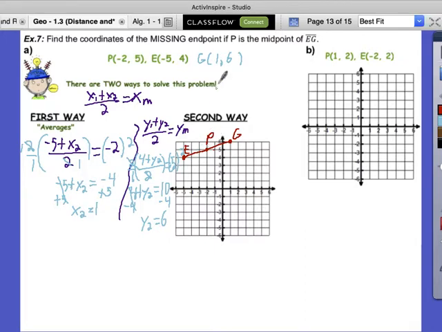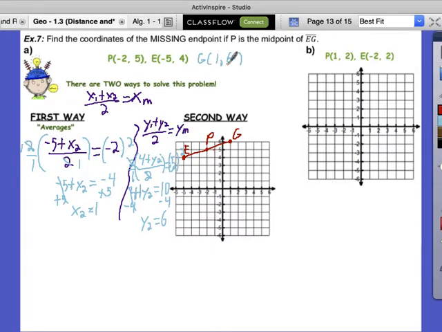This is the same idea as what I just did through counting. To go from 4 to 5, I went up 1, so I'm going to have to go up 1 more from 5 to 6. To go from -5 to -2, I had to go up 3, so I'm going to have to go to the right 3 more, from -2 to 1.